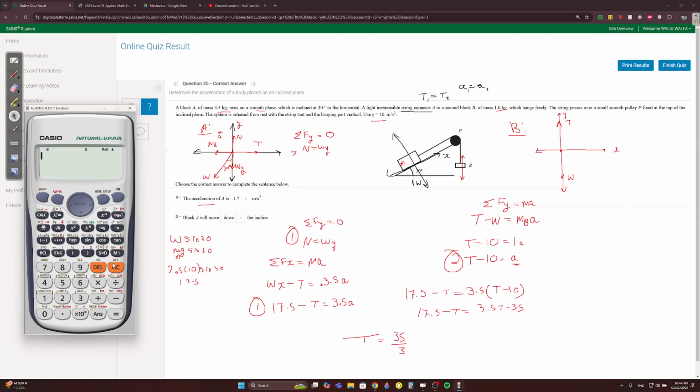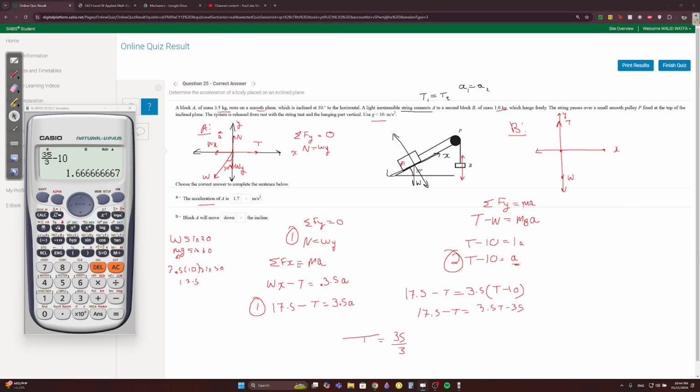Is my answer 35/3? No. I want 35/3 minus 10, and you should get 1.7. Okay, so we found tension 35/3. So then you know that A is just equal to T minus 10. So 35/3 minus 10, which is this. Okay, and you can do it in this equation here, but this one's easier.